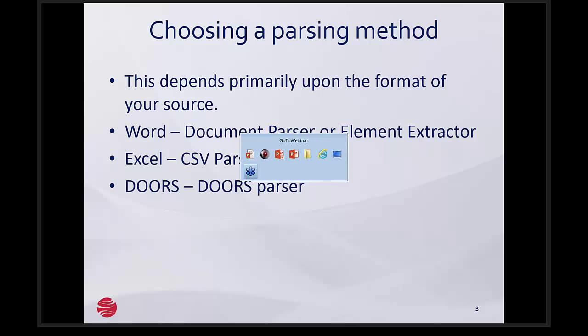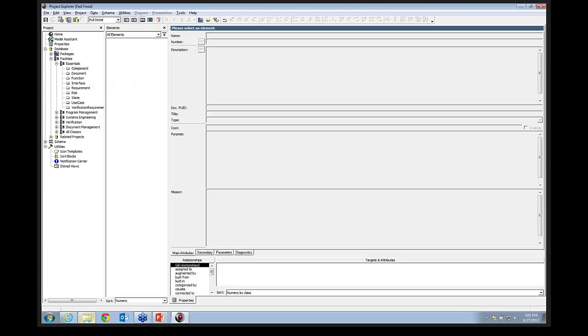There we go. Here you see Core opened to a blank project. I'll open the element extractor using the Tools menu.